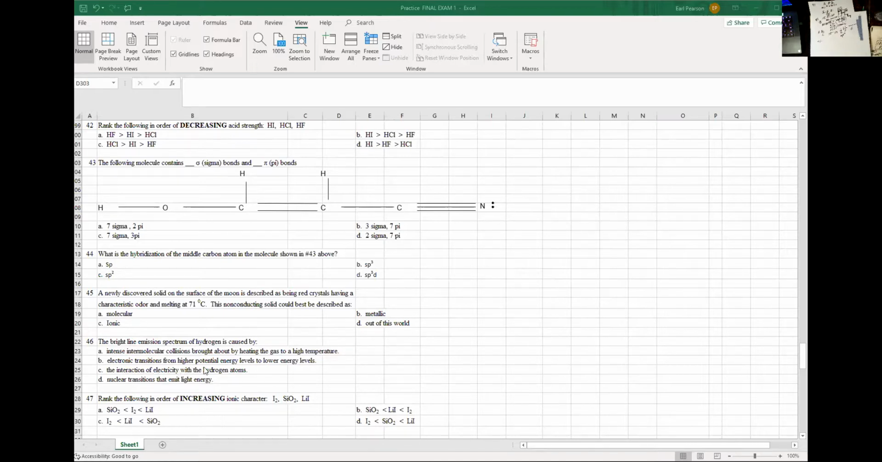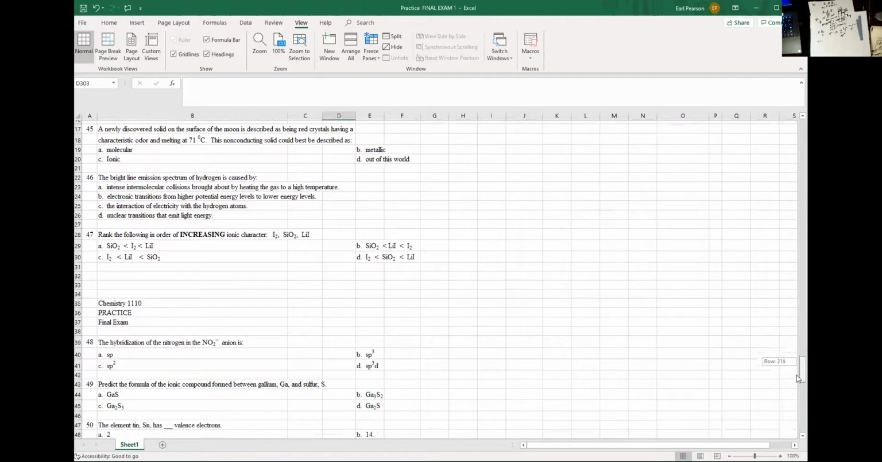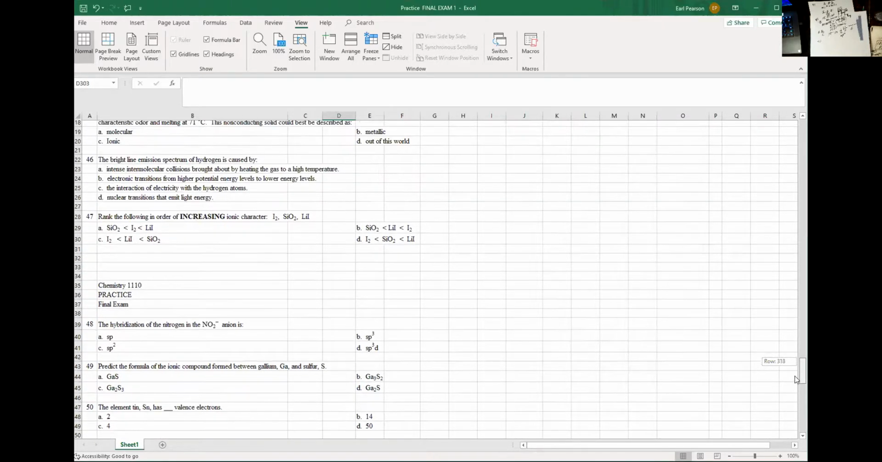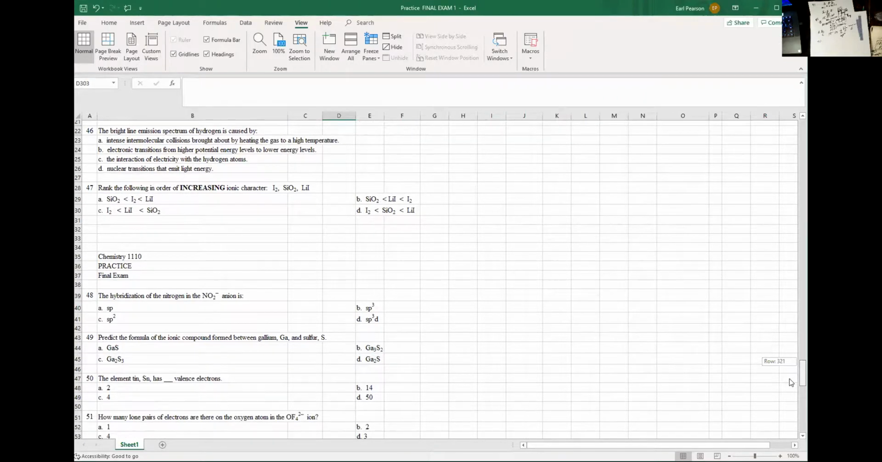Interaction of electricity with the hydrogen atom. Nah, that does happen, but that's not why you get the line spectrum. Nuclear transitions, no. Nuclear transitions do not emit visible light. There is a case where they can emit X-rays, but we can't see that. So it's not going to be a colored line spectrum, even from X-rays. Okay, so 47. Well, for that answer then, it was B.